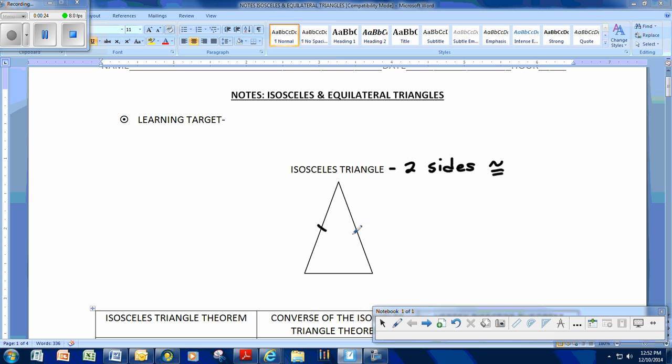All right, so that would be like these two sides being congruent, and those are called the legs. So this is a leg, and this is a leg. Now the side that's not congruent to the other two, we call that the base.